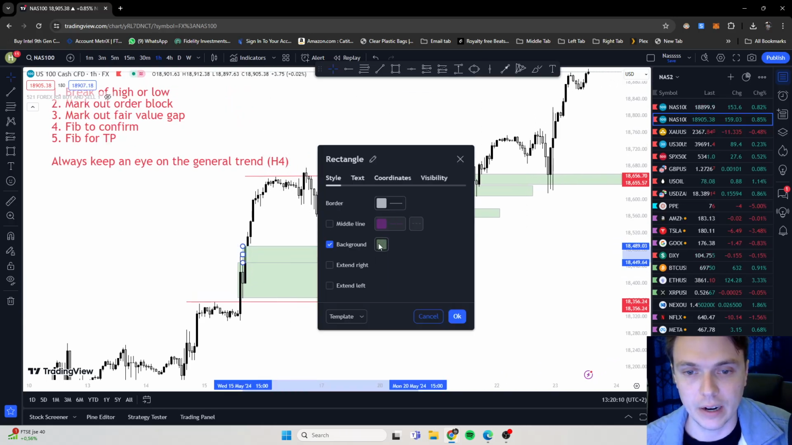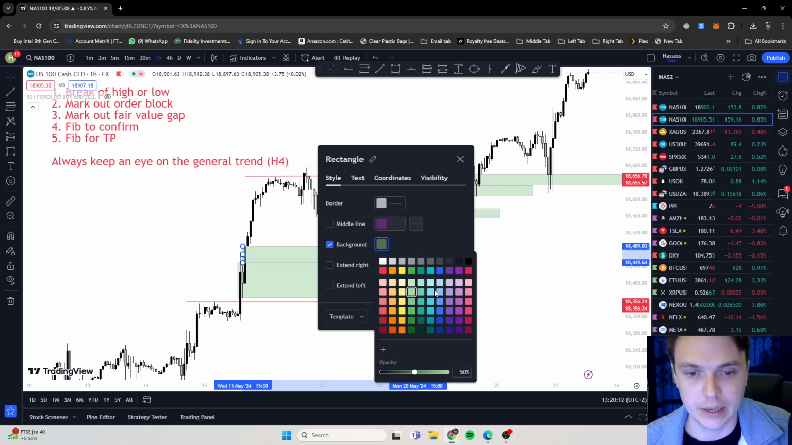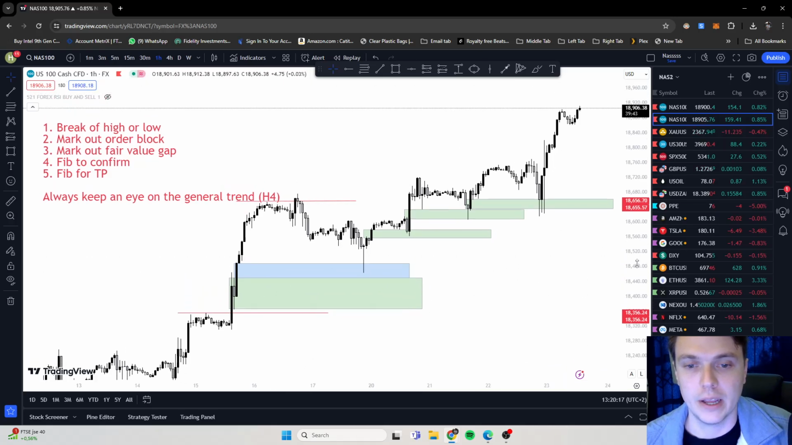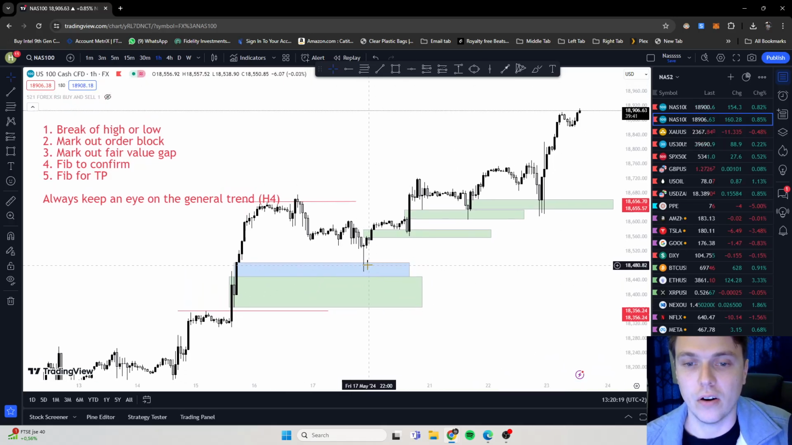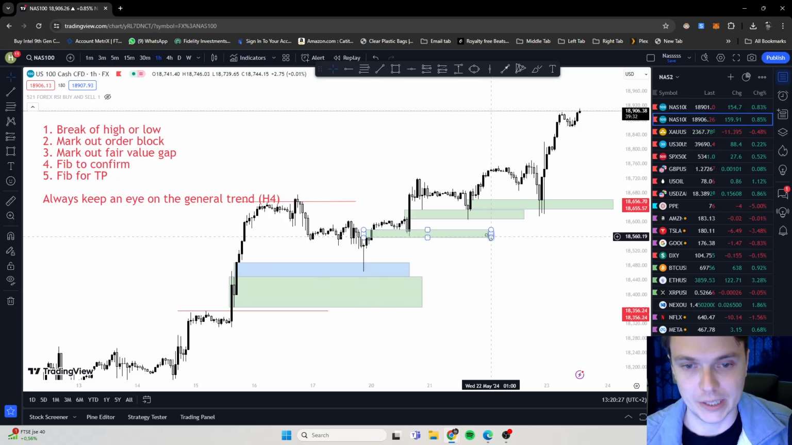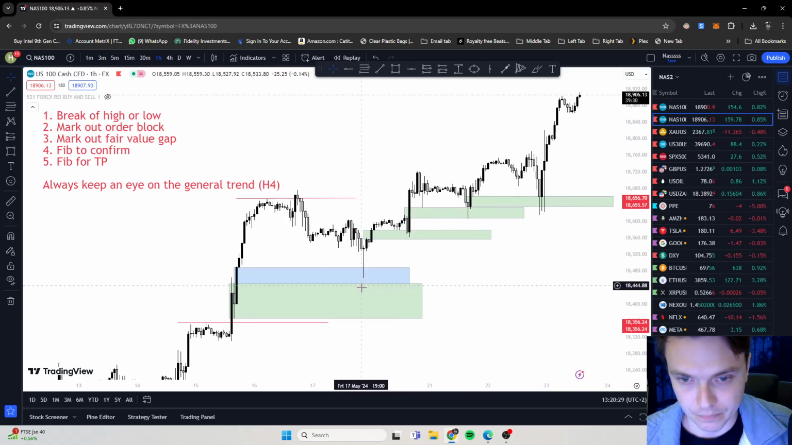Let's make it a different color. Let's make it blue. So there's your fair value gap, there's your order block, and you will then take the trade on that fair value gap area over there. If you're a more conservative trader, some people take it on the top of that order block. We will see an example like that soon. But that's usually the best area to take your trades with.